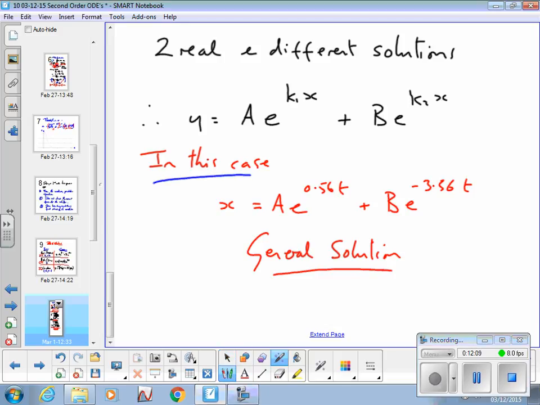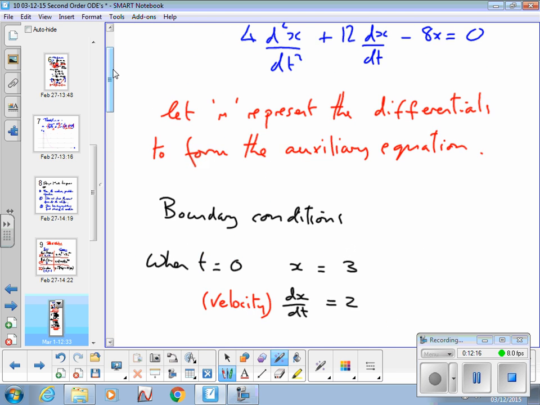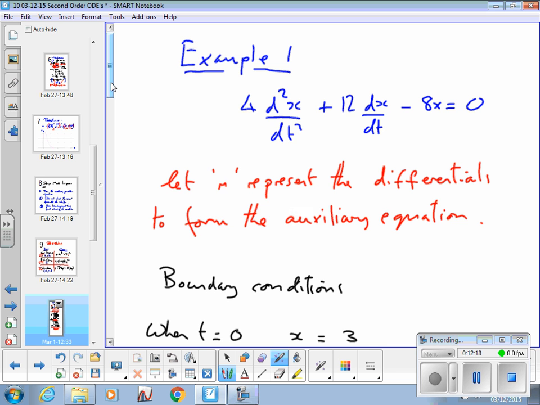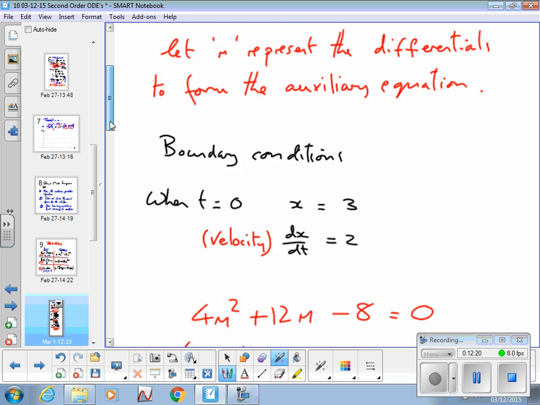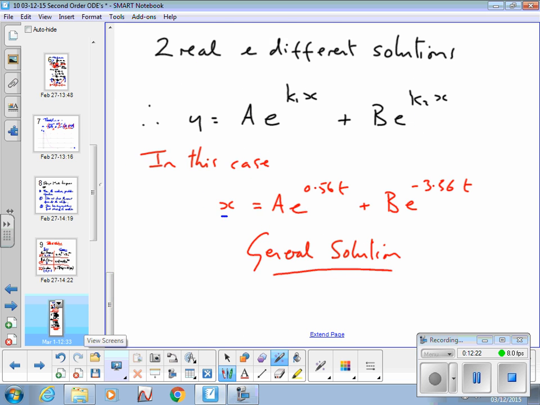So in this particular case, the dependent variable is x, not y, going back to the beginning here. The dependent variable is x and the independent variable is t. So we write this: x equals a e to the 0.56 t plus b e to the minus 3.56 t. Now we need to put in the boundary conditions and work out what a and b are. So I'll stop this video here and we'll look at that.